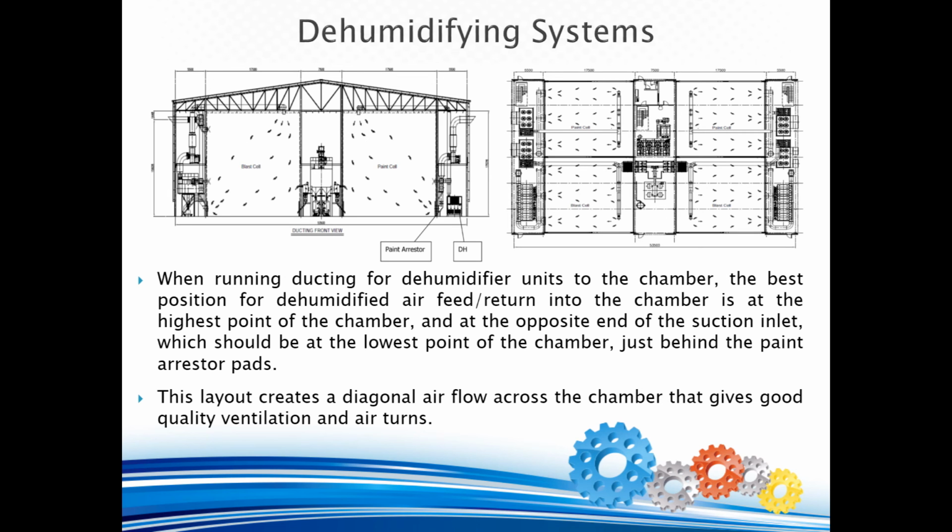Panblast has 4 standard sizes of dehumidifier units: 6,000 cubic meters per hour, 3,530 CFM; 9,000 cubic meters per hour, 5,925 CFM; 12,000 cubic meters per hour, 7,060 CFM; and 18,000 cubic meters per hour, 10,590 CFM.